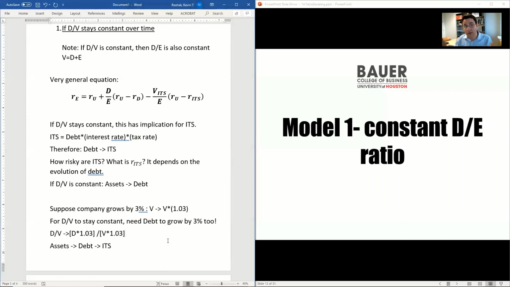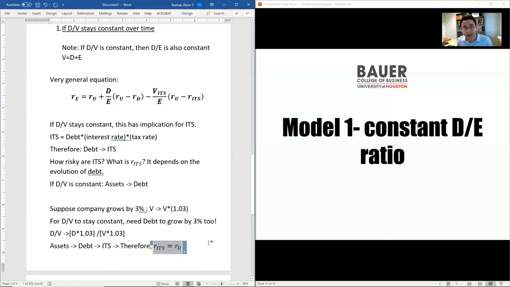Tax shields are growing one-for-one with the asset. So how risky are all those tax shields from the company's perspective? Those tax shields are as risky as the assets. Therefore, the risk of the tax shields is the same as the risk of the operations of the company. When the operations happen to do well, you get more tax shields on top of it. When the operations happen to do poorly, you get less tax shields on top of that.